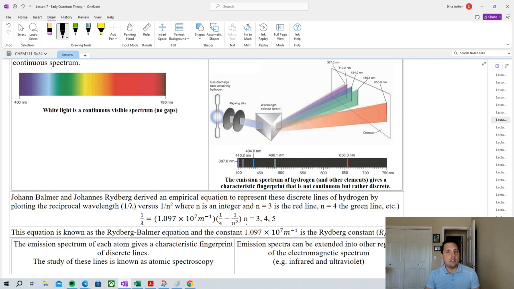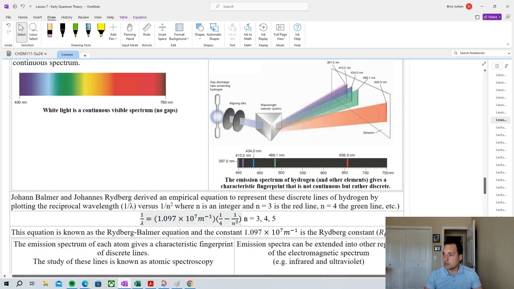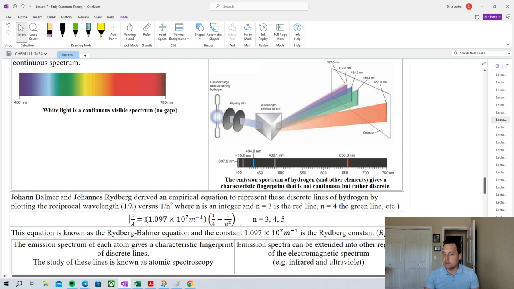And it doesn't really tell us anything more than that this really is a great way of predicting what these lines should be. We take the Rydberg constant, we multiply it by 1/4 minus 1/n squared, where n can be 3, 4, or 5. And we find that it fits the data perfectly.